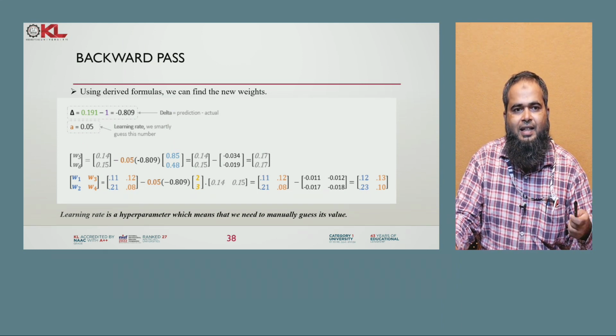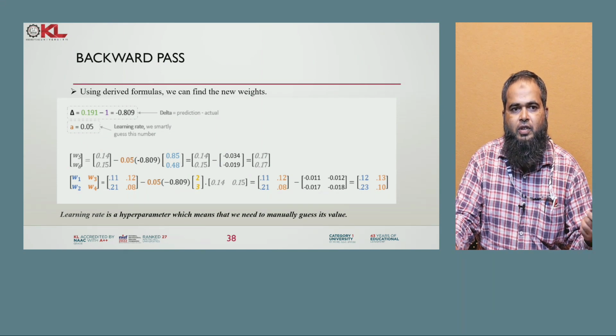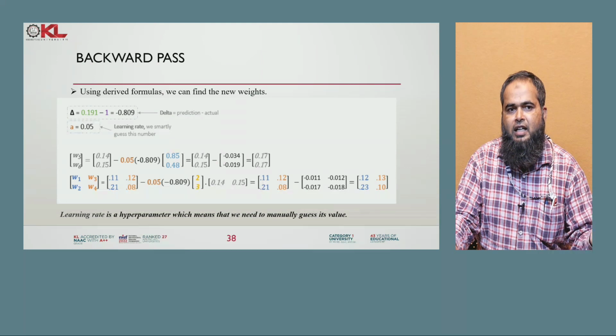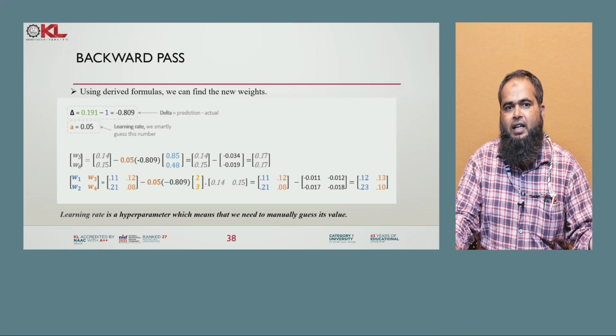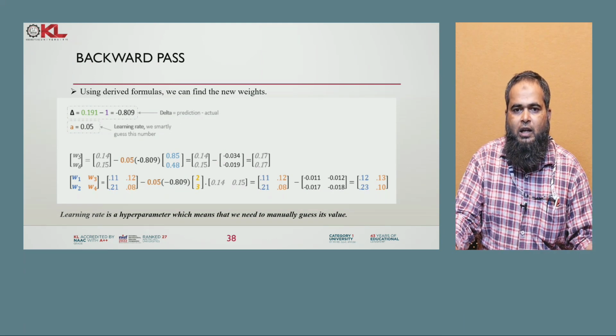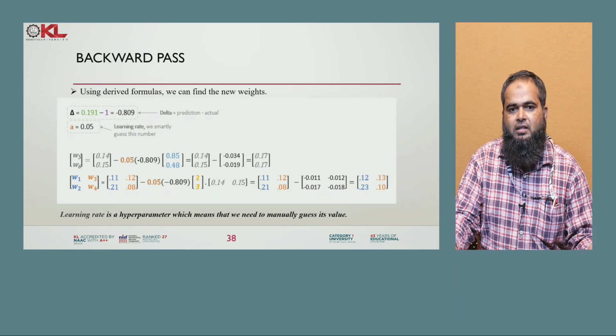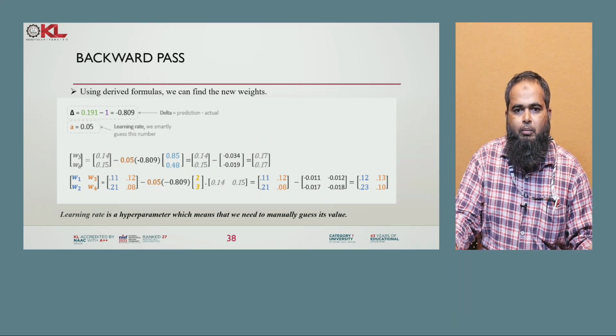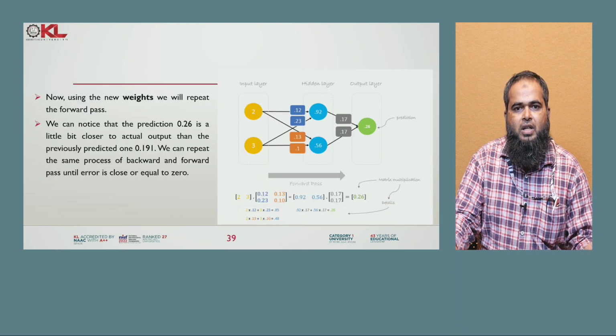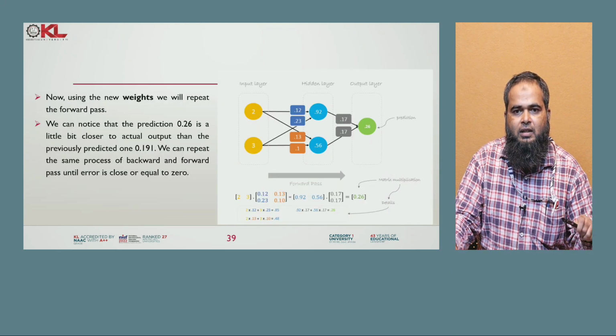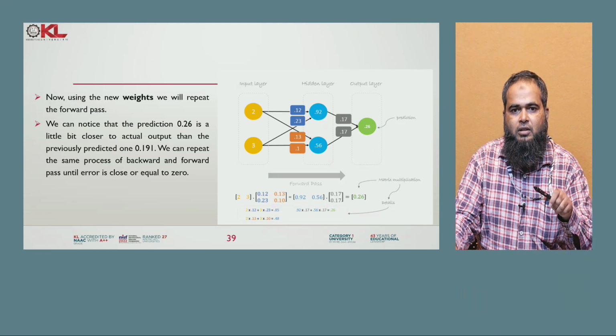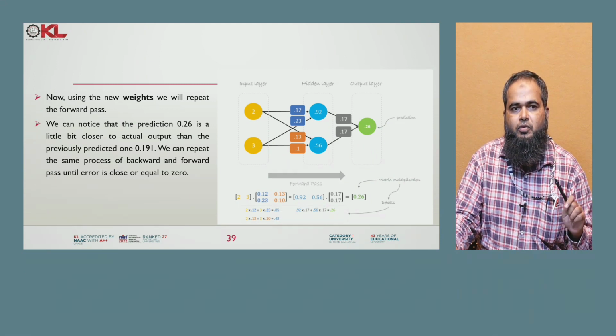What is the learning rate? That is something we have to choose, a guess number. Generally we take a 95% learning rate or an 85% learning rate, and according to that we calculate. The learning rate is a hyperparameter whose value needs to be guessed manually. Okay, so we calculate here, and after applying the values, the prediction is 0.26.